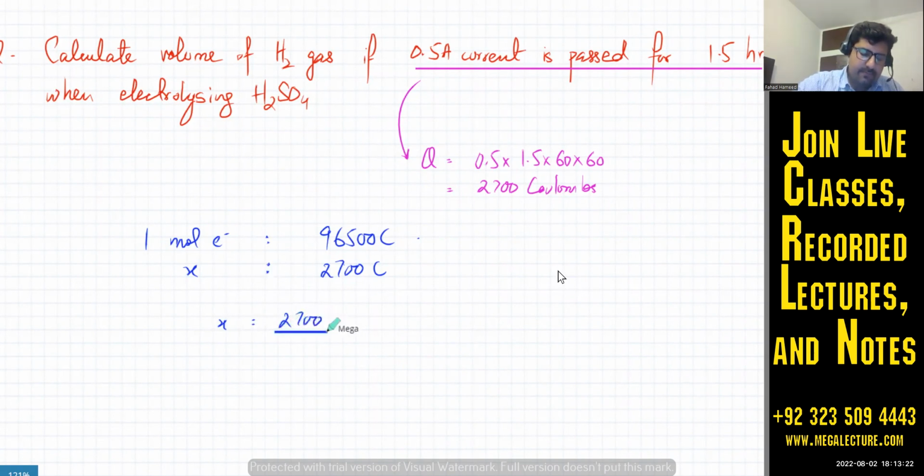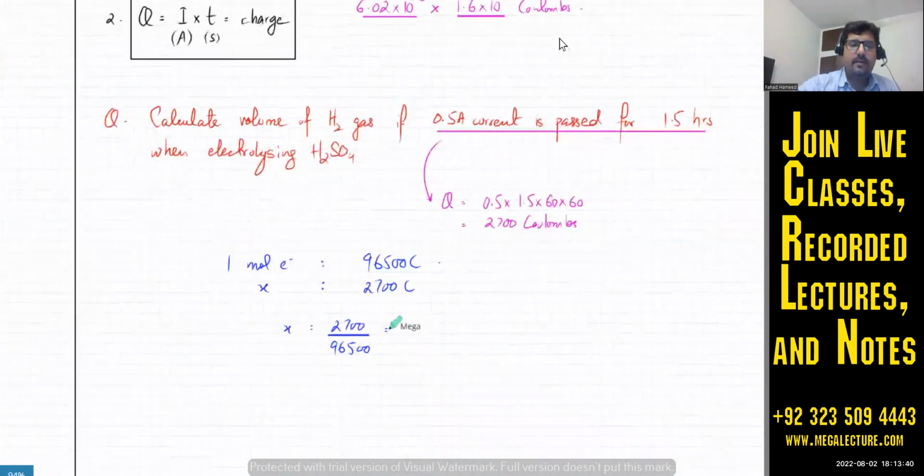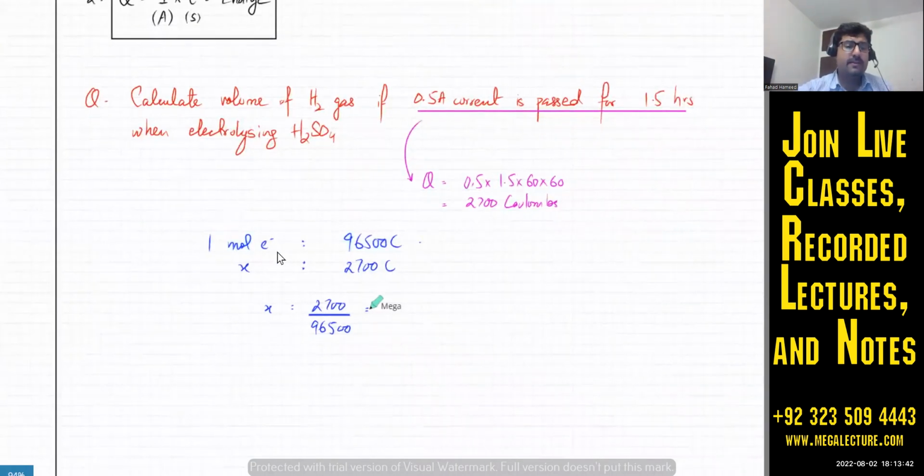X is going to come out to be 2700 divided by 96,500. And how many moles is this? अच्छा moles कितने हैं? It is clear that the Faraday constant is what will help you. The Faraday constant will convert charge into moles of electrons. It figures out how many electrons are flowing. If this amount of charge is flowing through the circuit, 1 mole of electrons has 96,500 coulombs. 2,700 coulombs will have how many electrons?